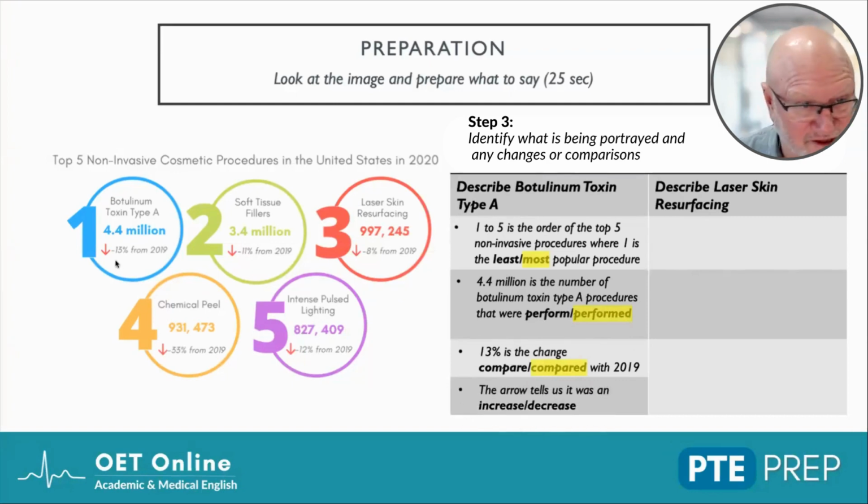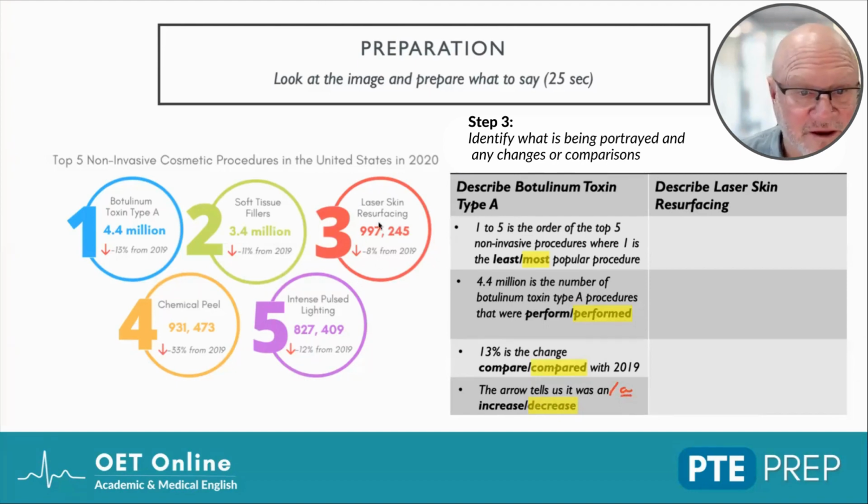The arrow tells us that it was an increase or decrease. In this case, we would say the arrow tells us it was a decrease, right? So we need to have a decrease, so you get your prepositions correct.